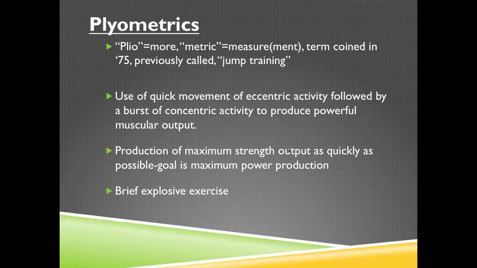Plyometrics is a combination of two words, plyo meaning more and metric meaning measure or measurement. This term was coined in '75 by an Olympic coach, and it was usually called jump training at the beginning and later tagged plyometrics. So this uses quick movement of an eccentric activity which is followed by a burst of concentric activity, which then produces a more powerful muscular output. The production of maximum strength output as quickly as possible is the goal, as the goal is for maximum power production. This is a brief explosive exercise.